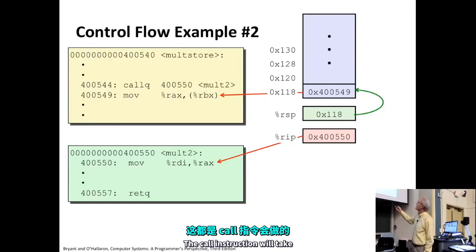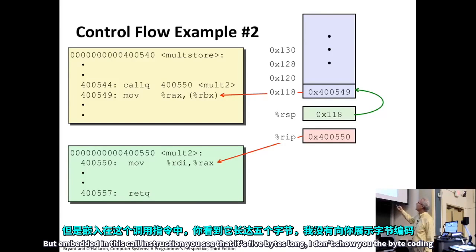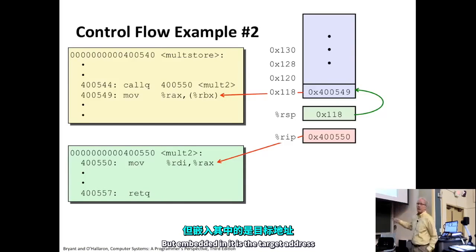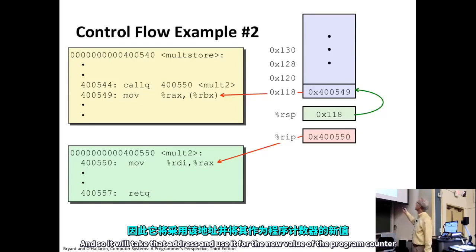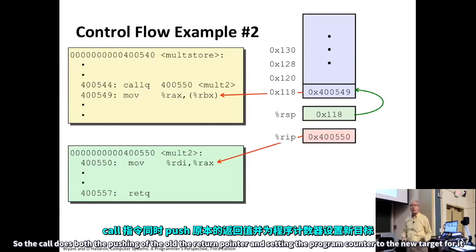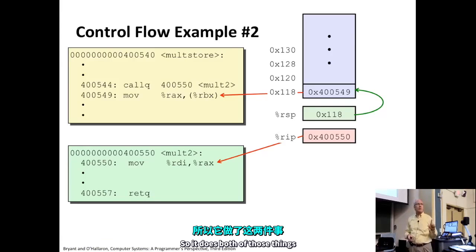The call instruction will take, I don't have the actual encoding, but embedded in this call instruction, you see that it's 5 bytes long. I don't show you the byte coding. But embedded in it is the target address. And so it will take that address and use it for the new value of the program counter. So the call does both the pushing of the return pointer and setting the program counter to the new target for it. Right. So it does both of those things.